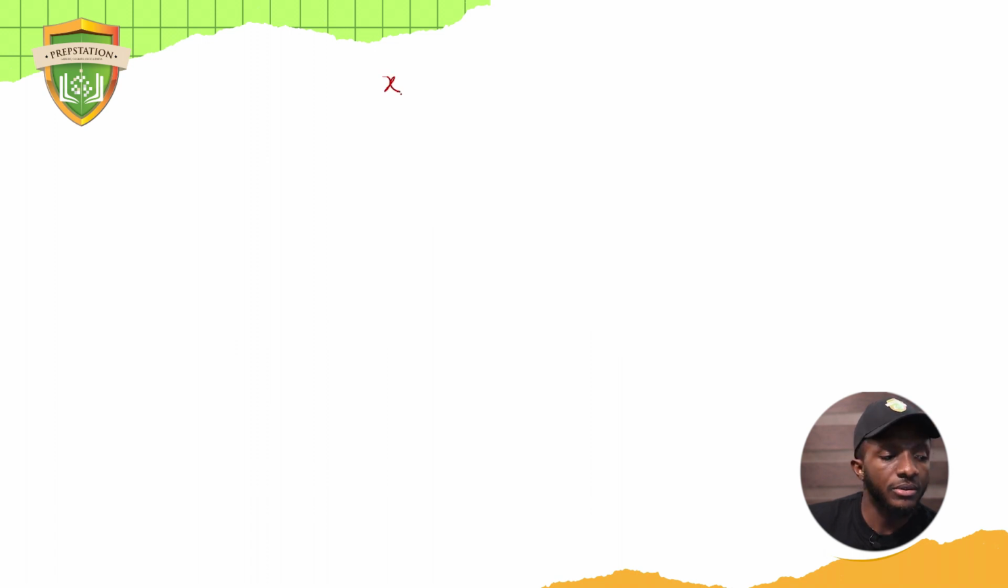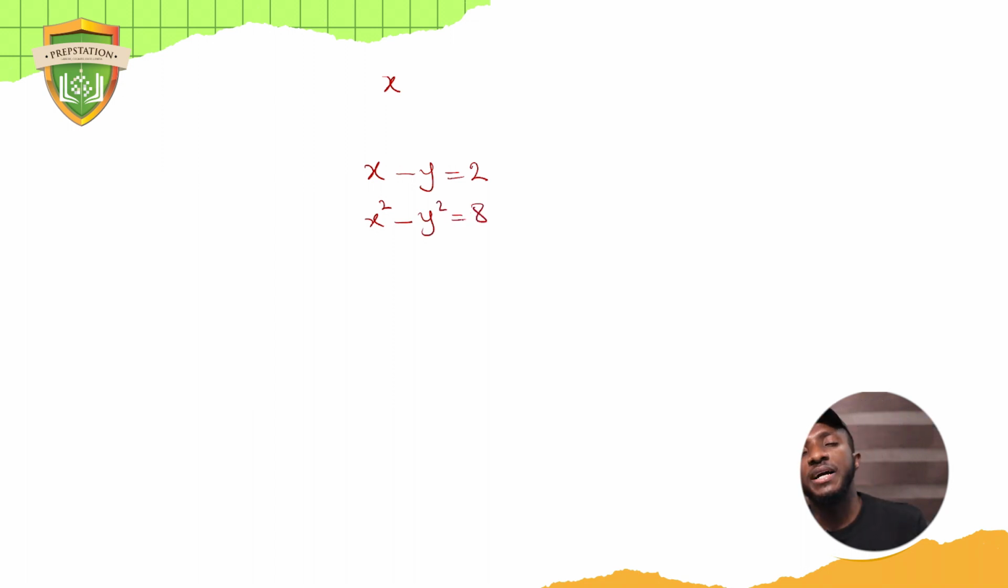Let's bring it up. x minus y is 2, and it says x squared minus y squared is 8. We need to find or solve for x and y. Now let's do what they taught you in school. Let's number our equations. Equation 1, equation 2.